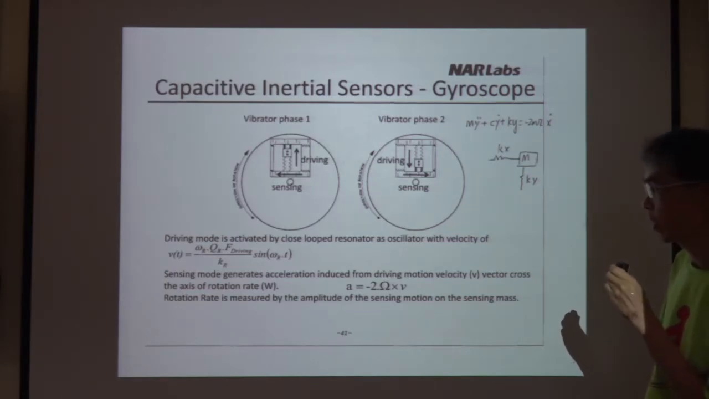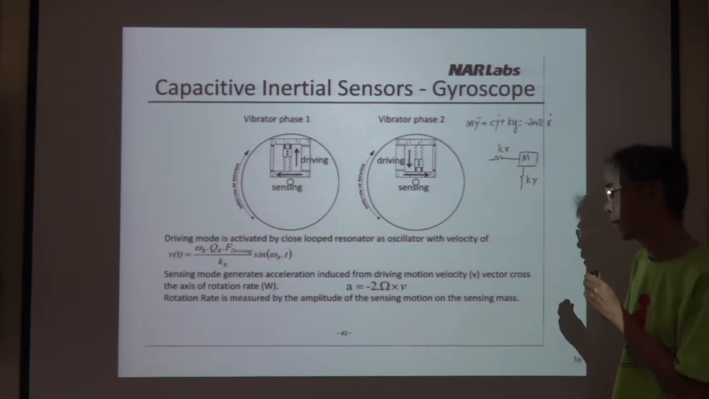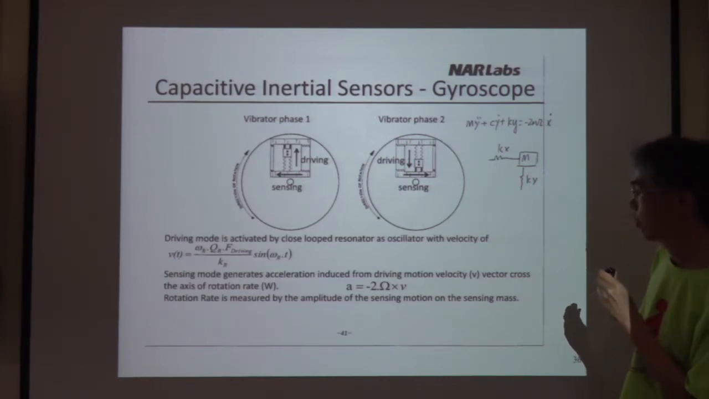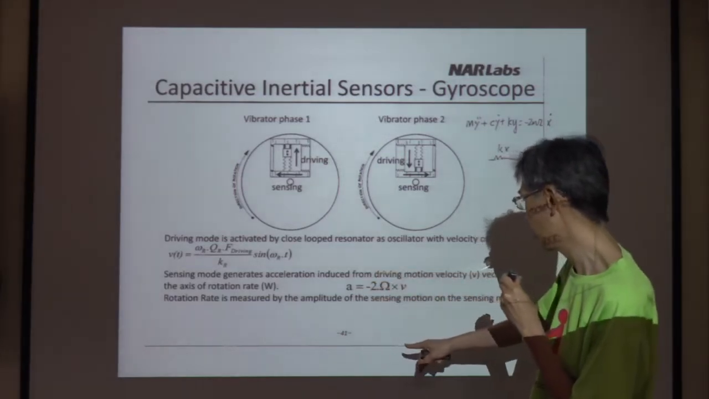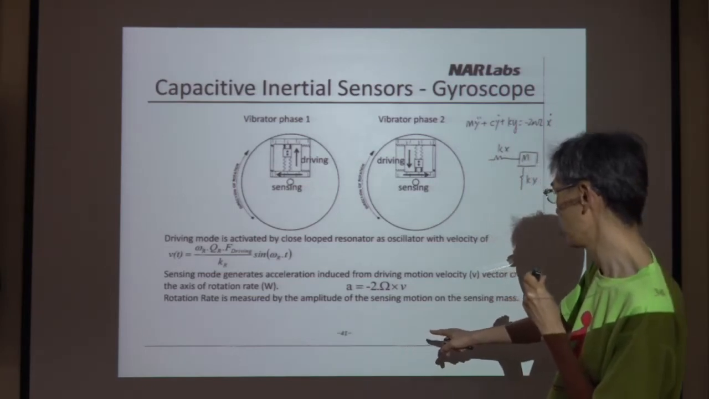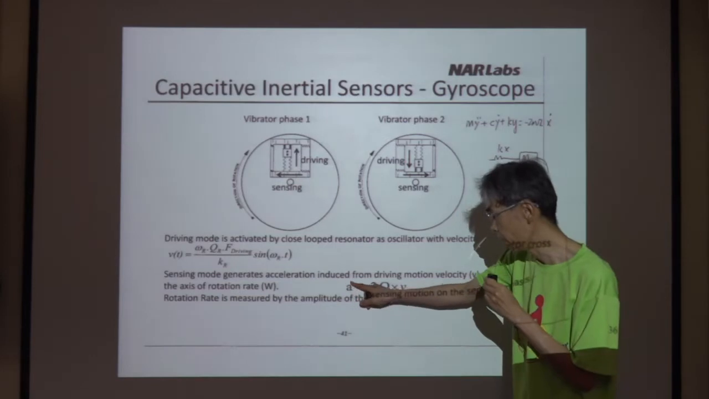Capacitive inertial sensor. And this one is a gyroscope. We need to apply this principle, the Coriolis force. Anyway, we have an acceleration.